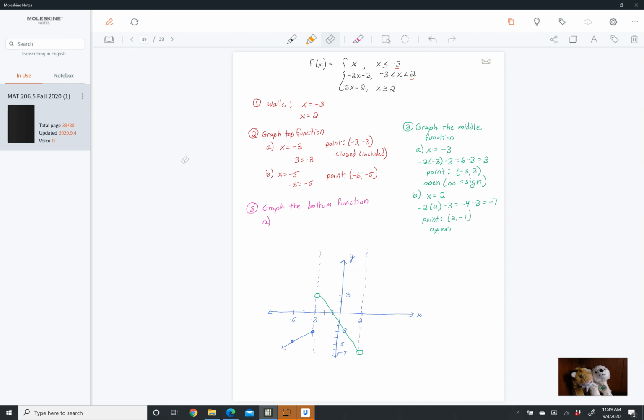So the first thing that we do is plot the wall, right? We're plugging in x equals 2. So 3 times 2 minus 2, 6 minus 2, or 4. So our point, it's 2, 4, right? X value is 2, y value is 4. And is it open or closed? It's closed because there's an equal sign.